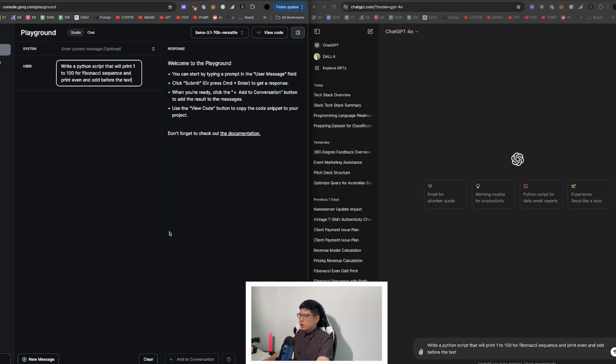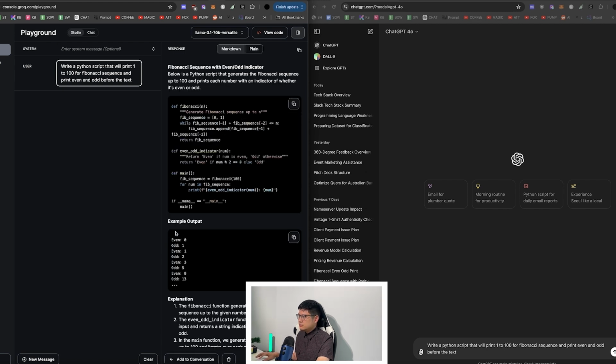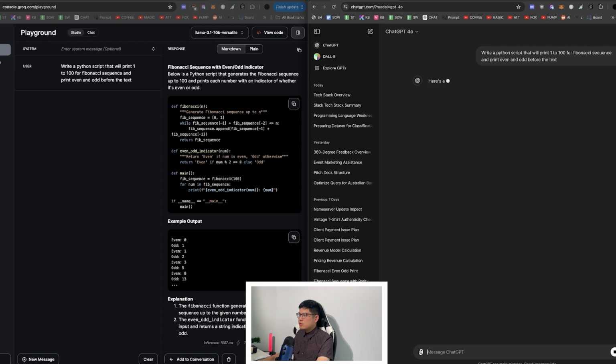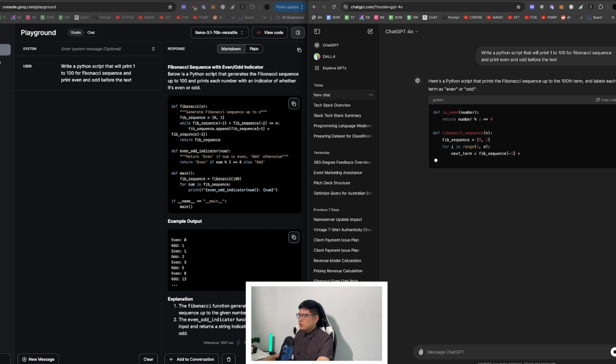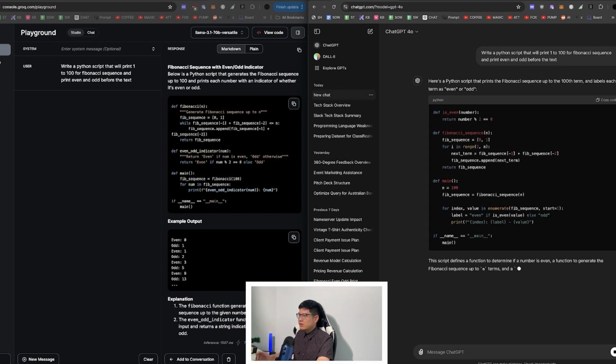Okay, so I'm going to run on Groq first. Write a Python script that will print 1 to 100 for the Fibonacci sequence and print even and odd before the text. One used the for loop and one used the while loop, but they both gave the correct answer. So they're about the same.